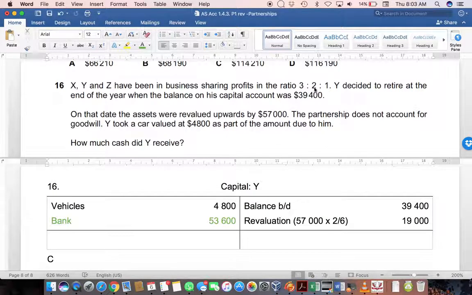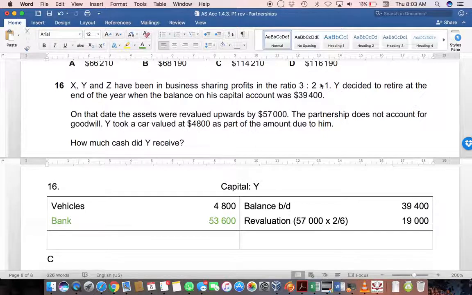Number 16. X, Y, and Z have been in business sharing profits in the ratio 3:2:1. So in this case, you need to have 6 slices of the pie. X will get 3 slices, Y 2 slices, and Z 1 slice. So X gets 3/6 or half, Y gets 2/6 or a third, and Z gets 1/6.